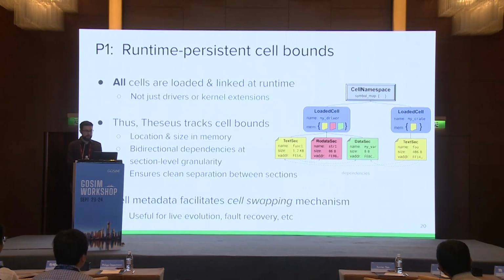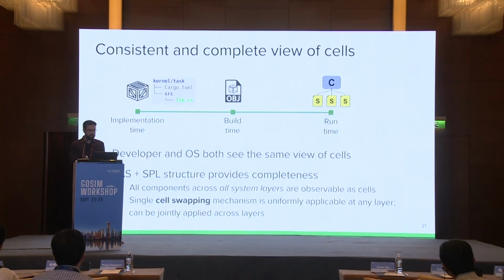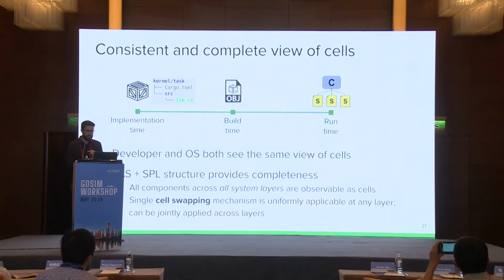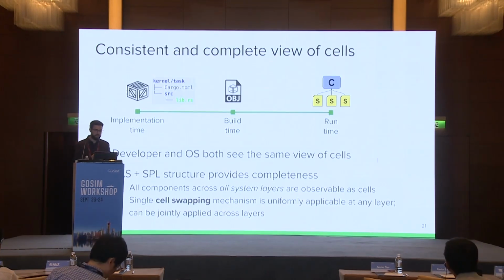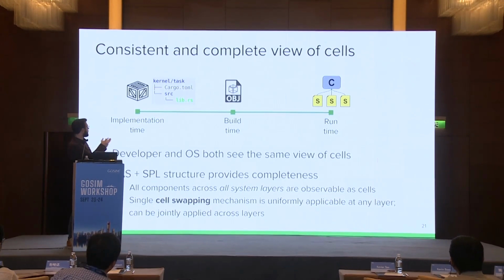So these dependencies make it really easy to implement cell swapping, which is useful for live update and fault recovery. I'll show you that later on. But this is a really nice property of Theseus. What this gives you also is a view of these cells that is both consistent and complete, right? So that means at implementation time, when the developer is writing this, you see a single crate, right? So we have this structure of a single crate.